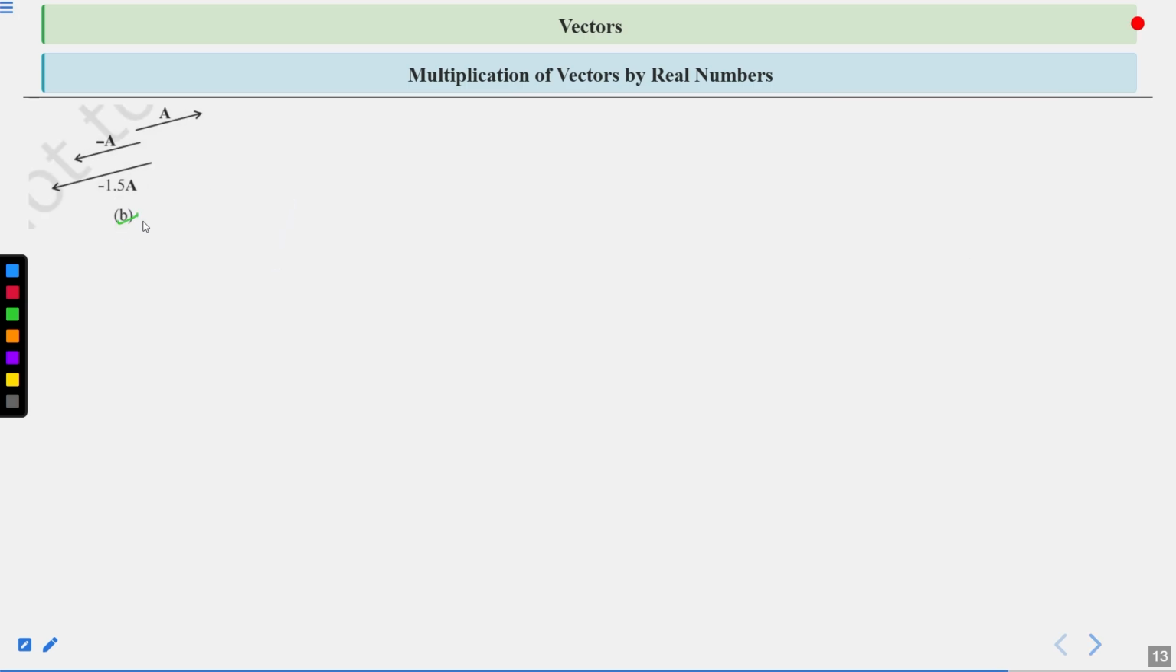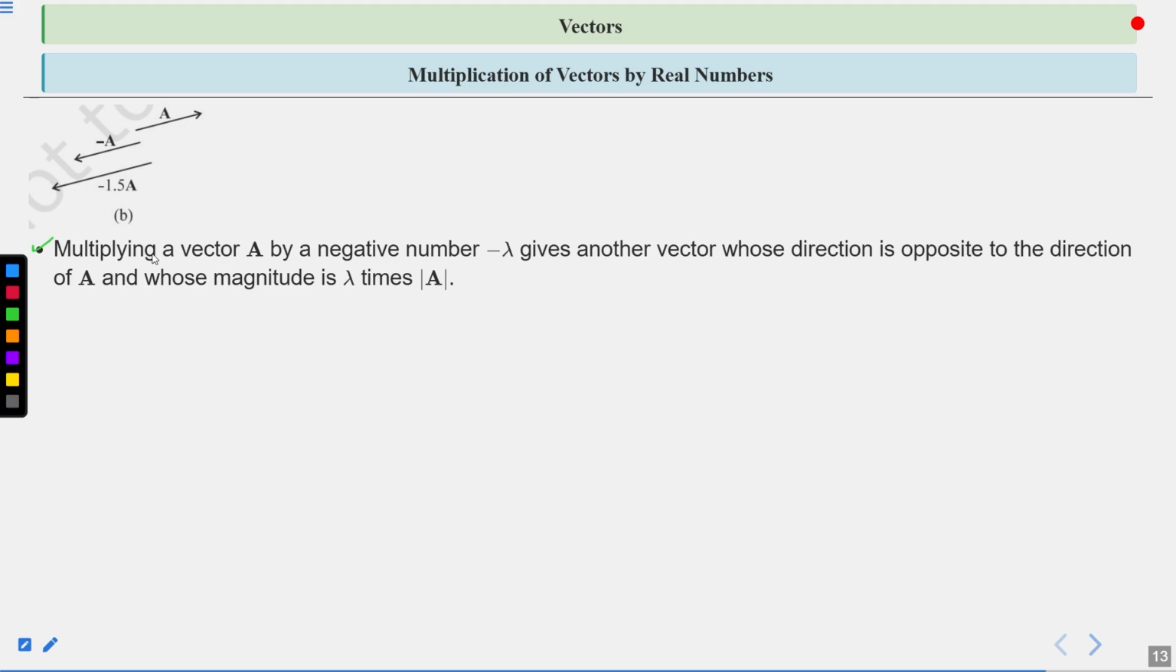So look at figure B. Multiplying a vector A by any negative number, that is suppose the negative number is minus lambda, or we can say -1, -2, -5, -7, any negative digit, gives another vector whose direction is opposite to the direction of A and whose magnitude is lambda times mode of A. So here we have a vector A and now multiplied by minus 1, it becomes minus A vector.